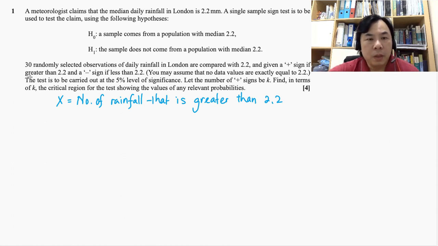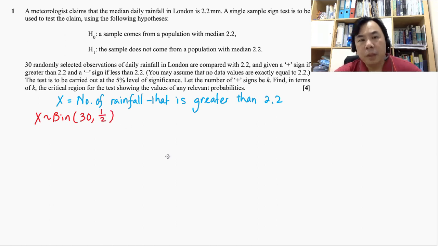Right. Now this is a binomial distribution. So I'm going to write that down as a binomial distribution that has 30 trials, and we always use that assumption: either the rainfall would be greater than 2.2 or less than 2.2, so the probability will be half here. All right, now we have already set up our binomial distribution.